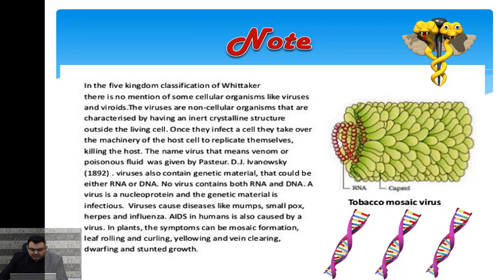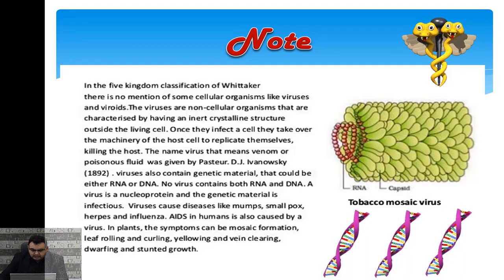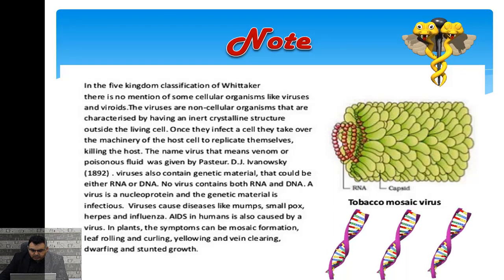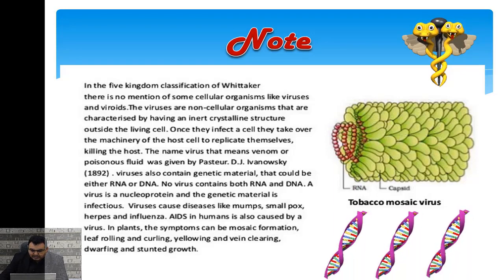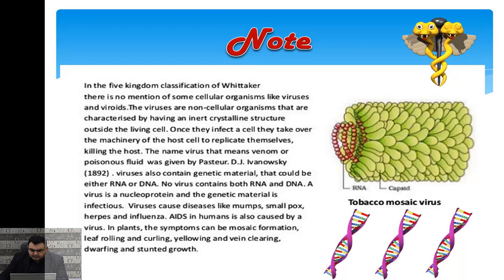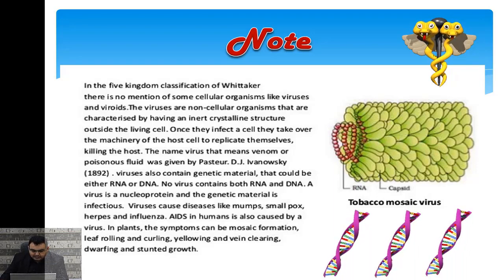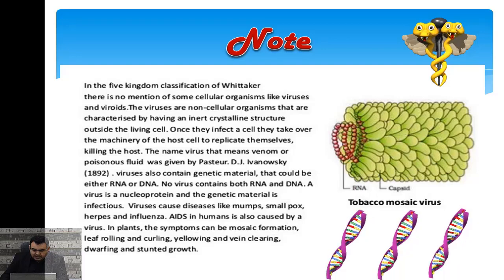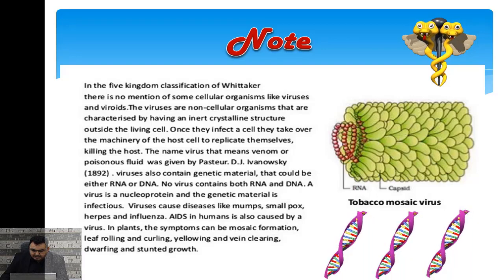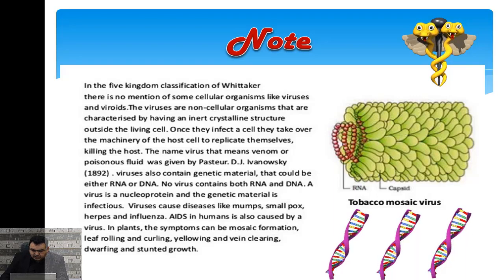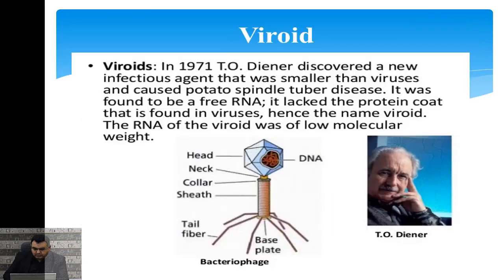In the five-kingdom classification of Whittaker, there is no mention of some acellular organisms like viruses and viroids. Viruses are acellular organisms characterized by having an inert crystalline structure outside the living cell.